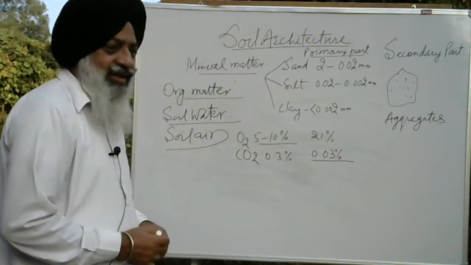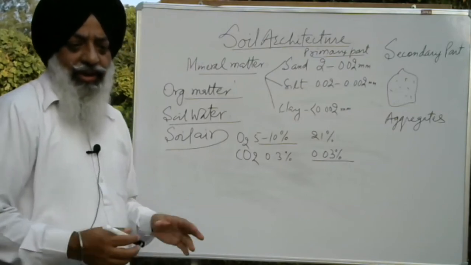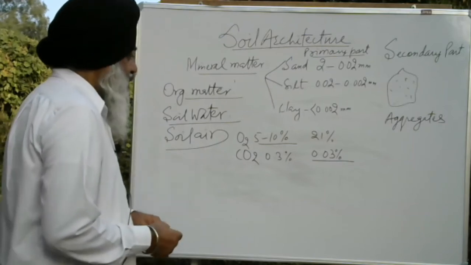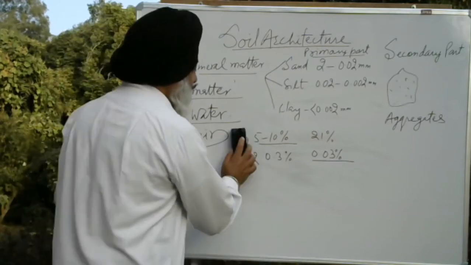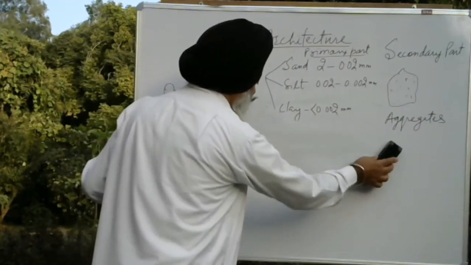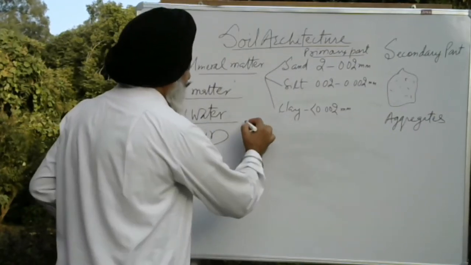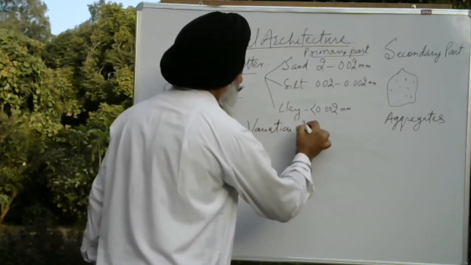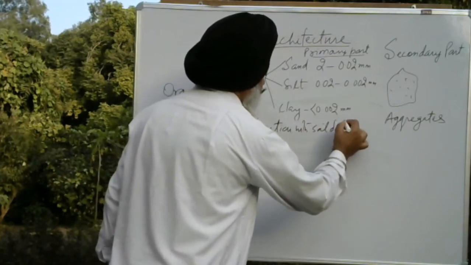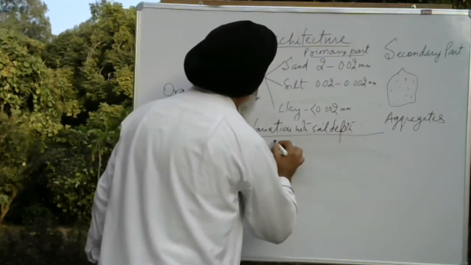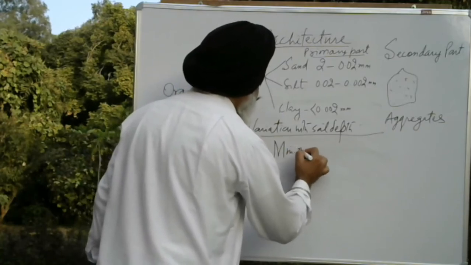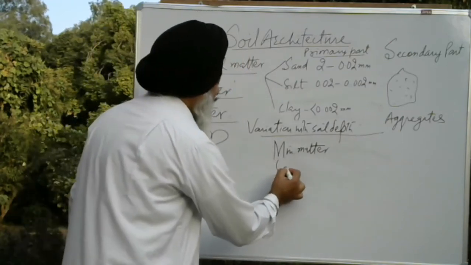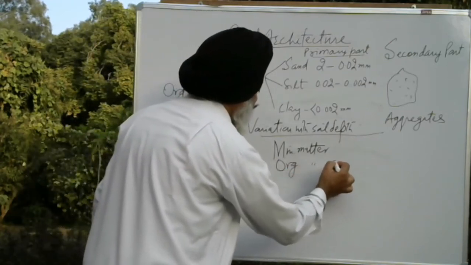Moisture, as I said, water vapors are quite variable in the soil. In dry conditions, the water vapor may be less, in wet conditions it could be more. Another thing is how these 4 components of soil vary with soil depth. First of all, what will happen to mineral matter with depth? Will it increase or decrease? Can't say yet. So what will happen to organic matter? Will it increase or decrease?